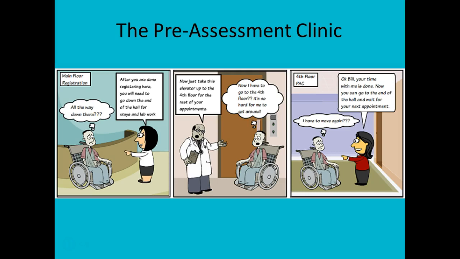Now let's take a look at an example of an improvement activity from the pre-assessment clinic. This is a clinic that had various types of patients coming in prior to surgery to assess their readiness. One common type of patient was the orthopedic patients. These patients often had mobility issues.